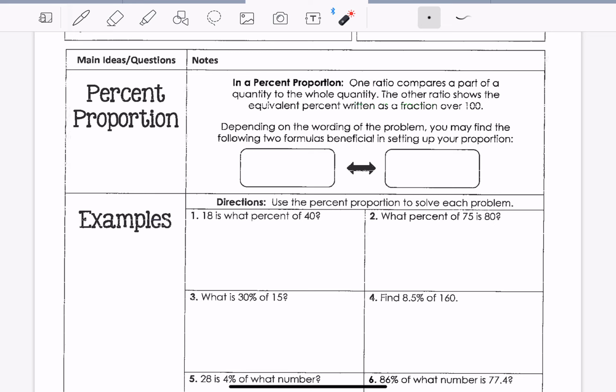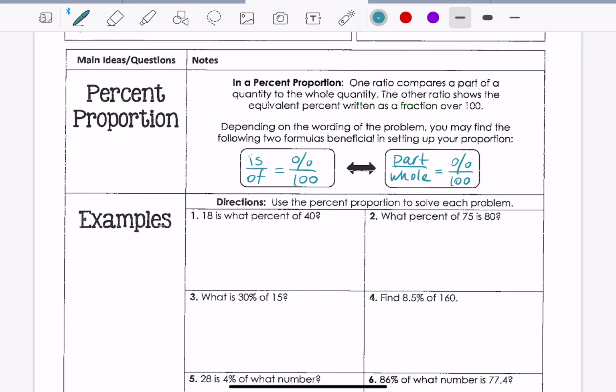So depending on the wording in the problem, you may find the following two formulas beneficial, and we're going to fill those in right now. The first formula is known as the is over of, and you may have heard this before. It's just the word is over the word of equals percent over 100. The other formula that we're going to use with some of these word problems is part over whole. And on the right, it's going to be the same thing, percent over 100.